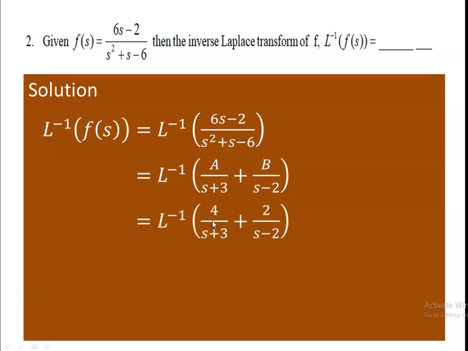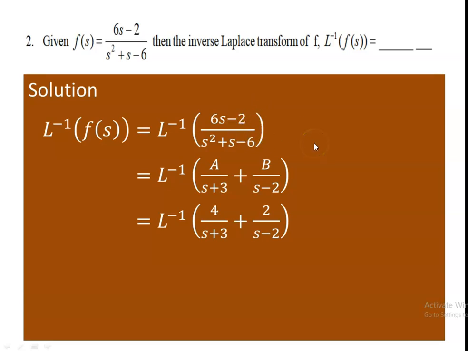So this is going to be Laplace inverse of, look, as you are decomposing this, you are going to obtain a to be 4 and b to be 2. Basically, here students, decomposing this is very simple. What you need to do is multiply a by s minus 2 and b by s plus 3. In doing so, you will obtain a plus b times s plus 3b minus 2a. The coefficient of s must match with 6, and the constant 3b minus 2a must match with minus 2.